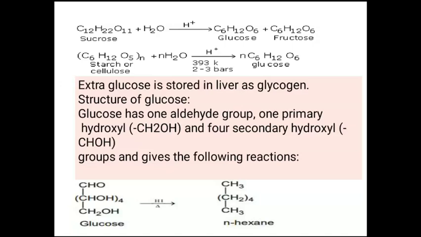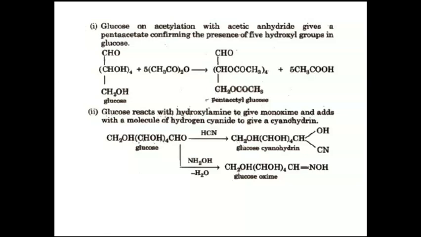Now this normal hexane molecule shows that there are 6 carbon atoms. This reaction takes place in the presence of red phosphorus, and on prolonged heating it produces normal hexane, showing that there are 6 carbon atoms in glucose and they are in a straight chain. Glucose on acetylation with acetic anhydride gives pentaacetyl glucose. It confirms the presence of 5 hydroxyl groups because hydroxyl groups undergo acetylation to form pentaacetyl glucose.